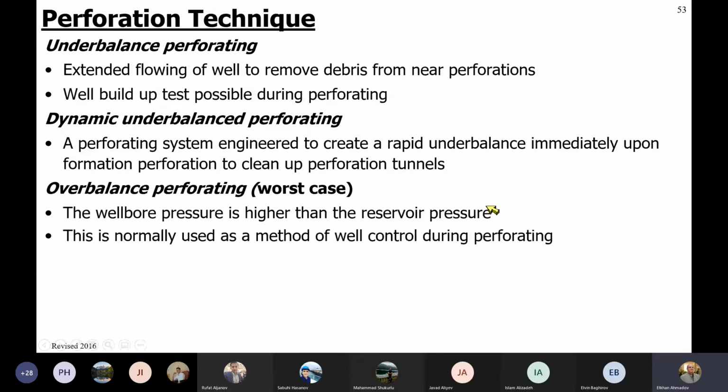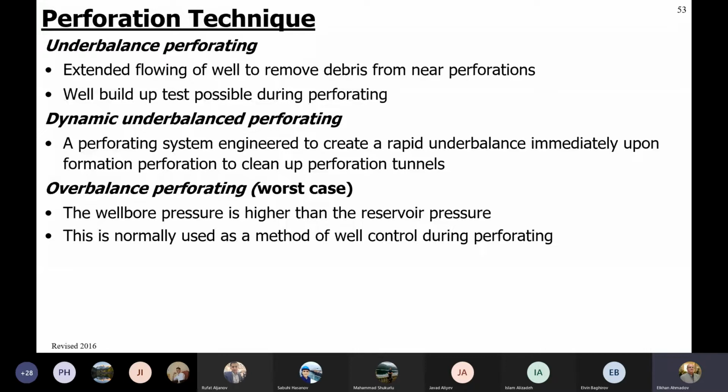The next is overbalance perforating, which is the most conventional. People use this to be on the safe side when the wellbore pressure is higher than the reservoir pressure. As I said, it is used to keep the well under control during perforating to avoid any blowout or any kick due to reservoir fluid inflow into the wellbore.